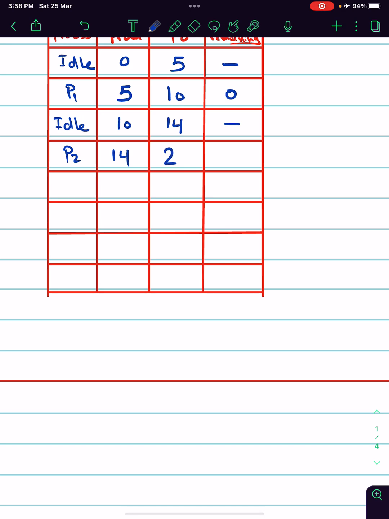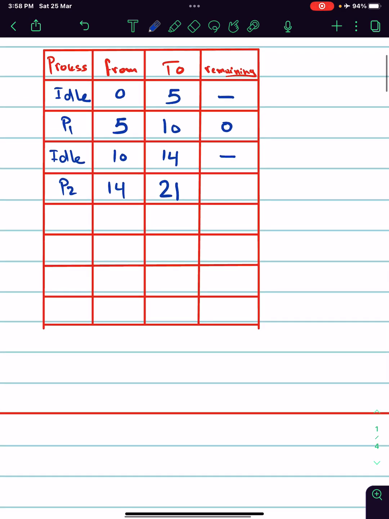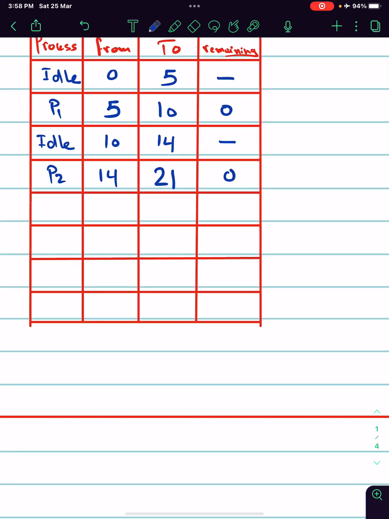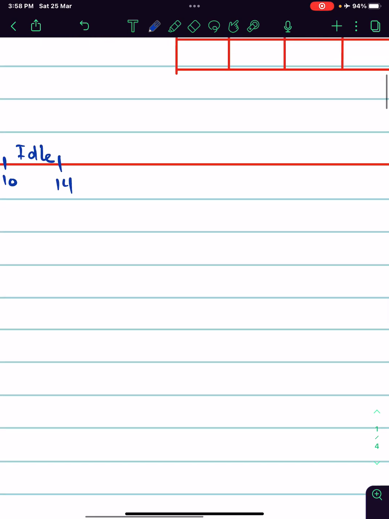So it's going to work all the way until 21. 14 plus 7, that's 21, right? And there's no remaining, so the remaining is 0, right? So this is going to work from 14 all the way to 21. That's P2, and P2 is done.